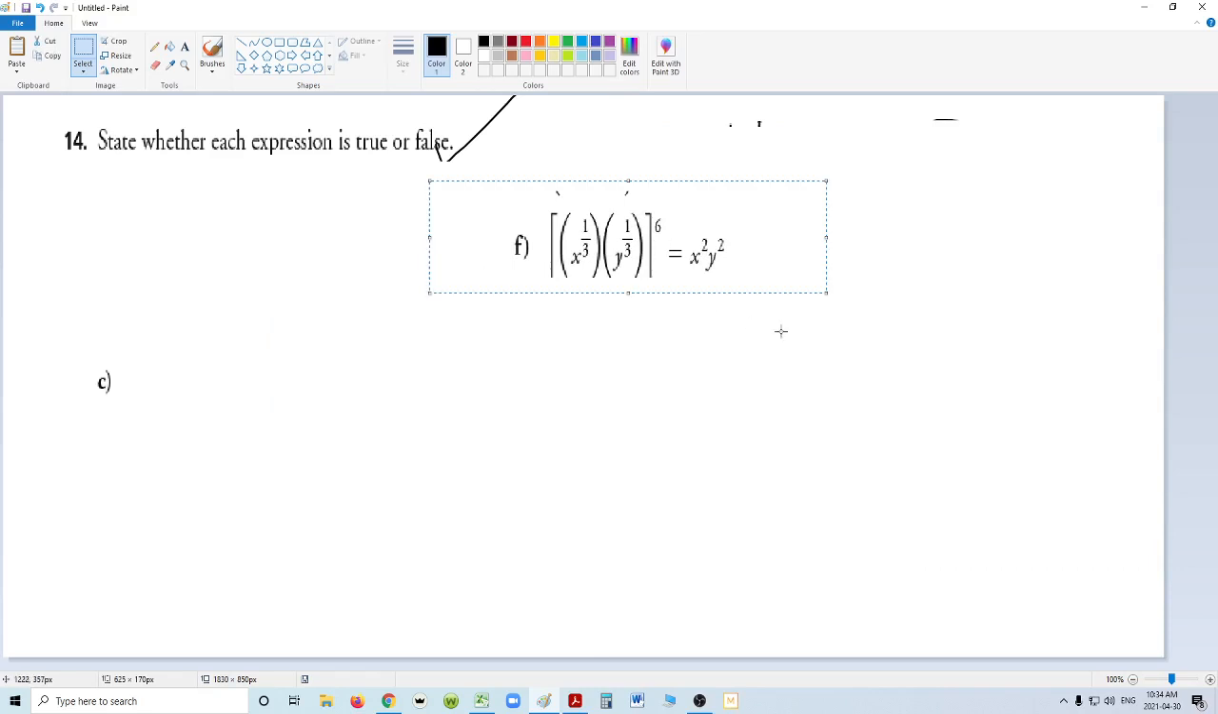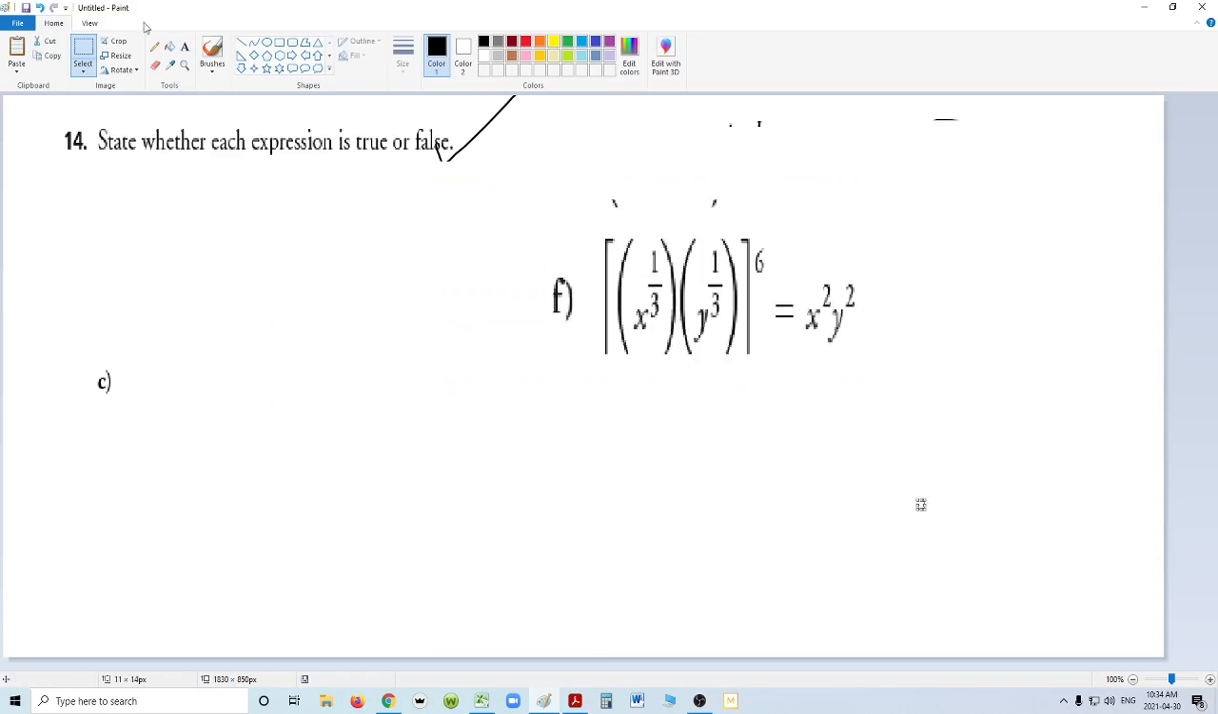Now, when it becomes multiplying, yeah, you can follow the rules. So this 6 can distribute individually to these things because they're multiplying. So 6 times a third becomes 6 over 3, which becomes x squared. And this 1/3 becomes times y squared, which is equal to x squared, y squared. So yes.